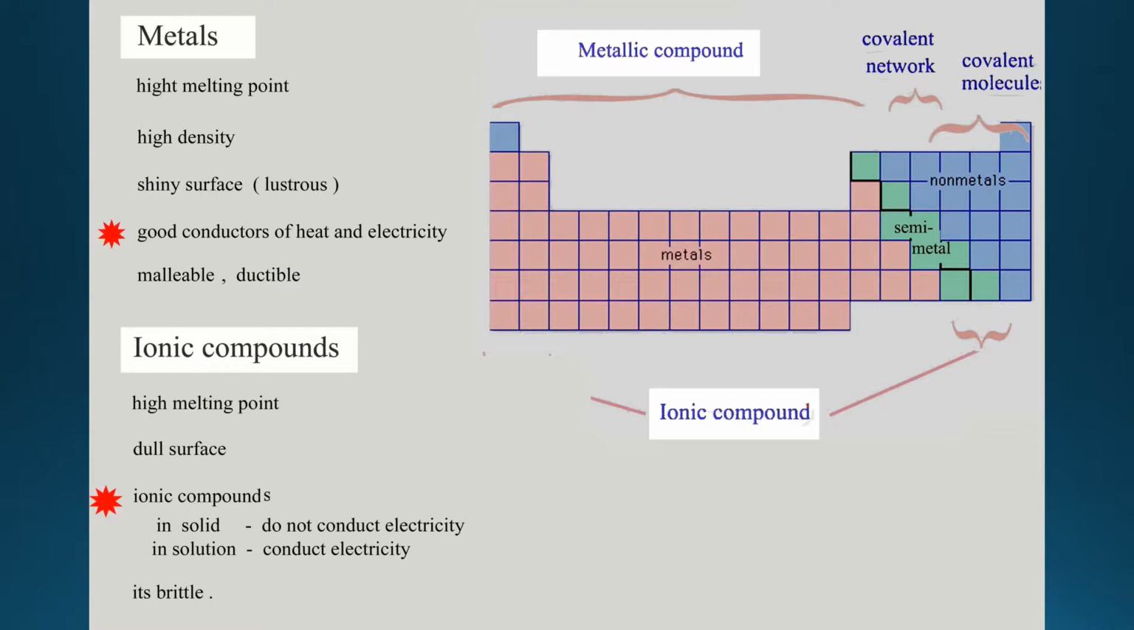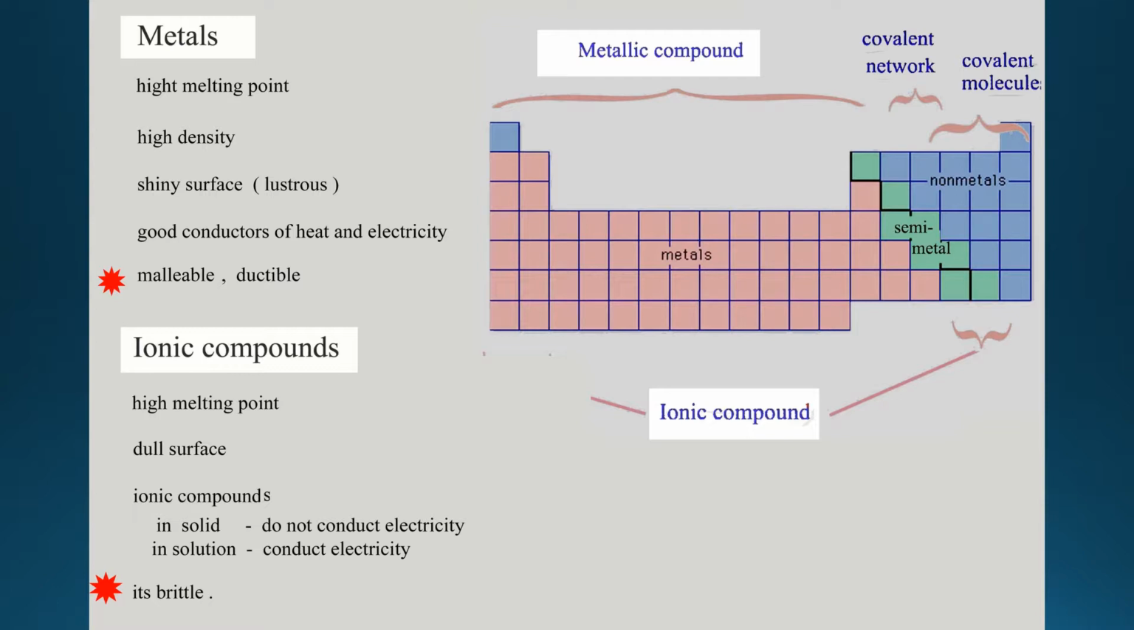Metallic compounds all conduct electricity and conduct heat, which is different from ionic compounds. Ionic compounds, when they are solid, do not conduct electricity. But when they are in solution, they conduct electricity well.